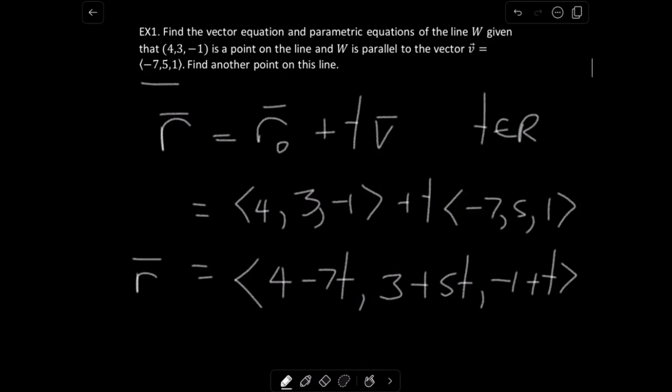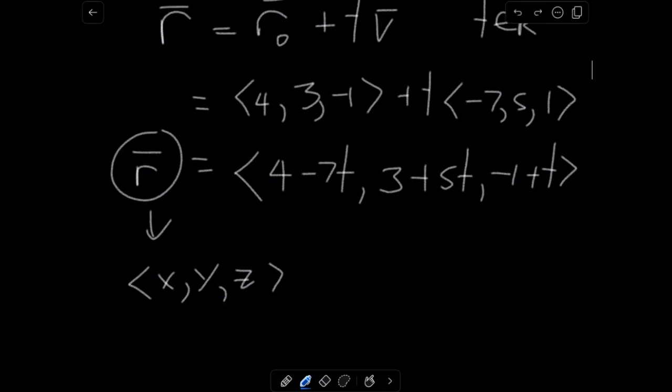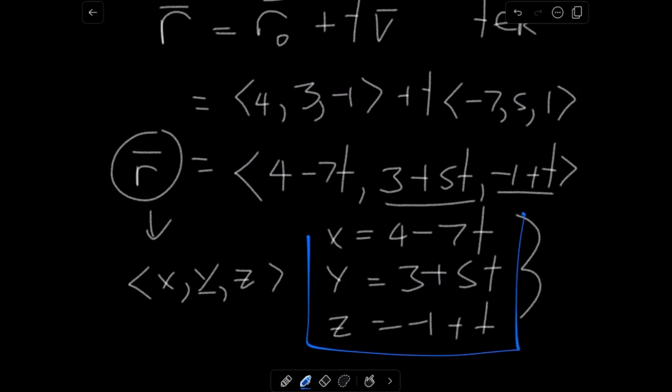Next, we need the parametric equations. So we need to recognize what this vector r gives us. It's a position vector starting at the origin to any point on the line, and any point on the line has components x, y, and z. So all we have to do is equate these components. So x is equal to 4 minus 7t, y is equal to 3 plus 5t, and z is equal to minus 1 plus t. So those are your parametric equations.